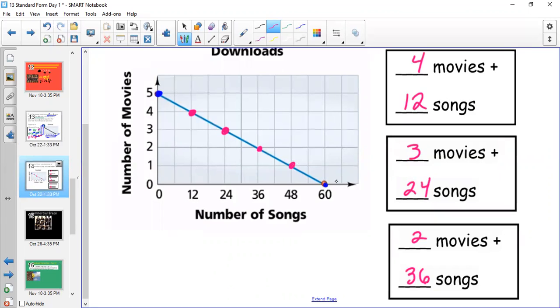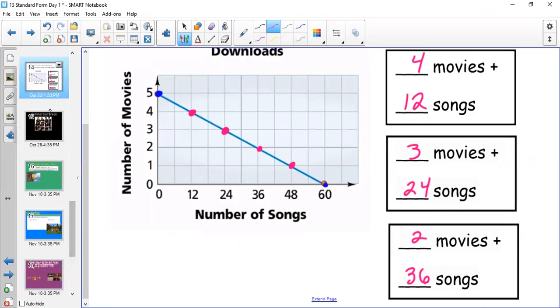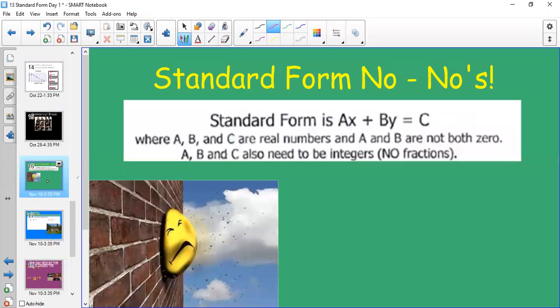Actually, I'm not even going to put the commercial break in. We're just going to keep going ahead since it's up for our at-home learners.